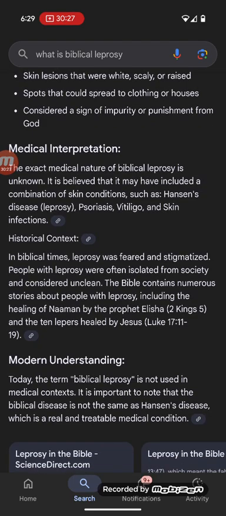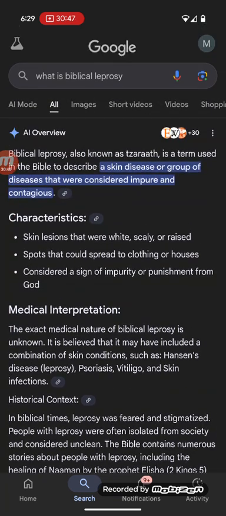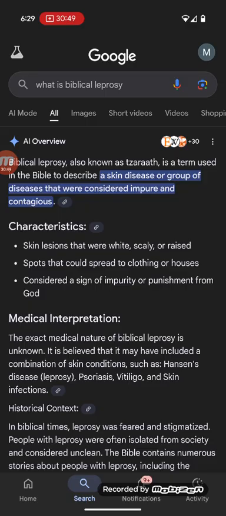It says the Bible contains numerous stories about people with leprosy, including the healing of Naaman by the prophet Elijah. That's in 2 Kings chapter 5. And the 10 lepers healed by Yahushua, Luke 17 and 11. Okay, we're not going to go there on those, just in the interest of time. So we can see that this leprosy is a skin disease, all right?